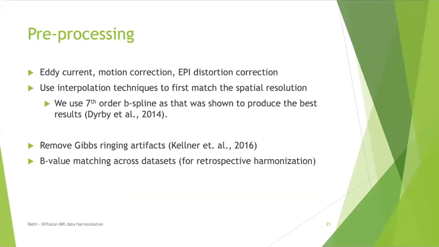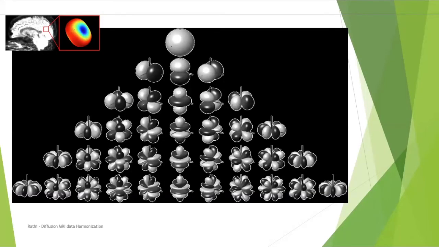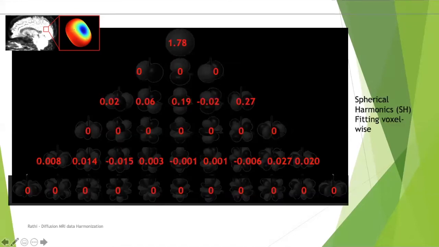And also for retrospective harmonization, if there are differences in b-value within a certain range, and we can definitely talk about this, but in a very small range, you can match them very easily, assuming some linearity between them. The way it works is, for example, you take a voxel in the brain, and this represents a signal. You represent the signal in a spherical harmonic basis. This is the pictorial view of the basis. You start from a lower order and go all the way up to higher order frequencies. Once you fit it, you get certain coefficients for each of these basis functions.